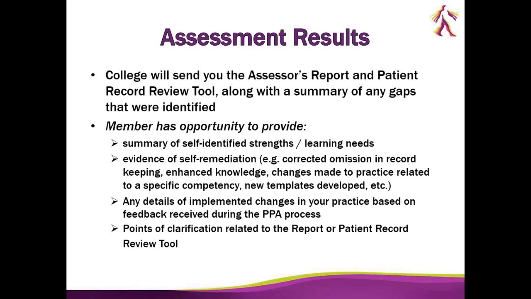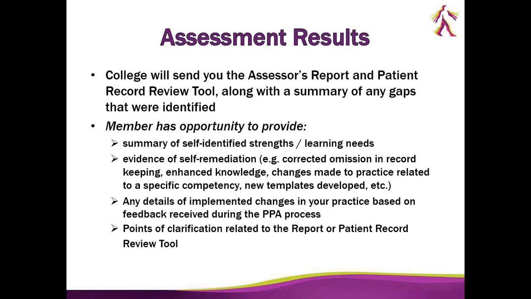So you may wish to include a summary of your self-identified strengths or learning needs, evidence of self-remediation, so any changes you've made to your practice since the peer and practice assessment, or new templates that you developed and incorporated into your practice, details of changes in your practice based on feedback, and points of clarification related to the assessment. And then this information goes to the Quality Assurance Committee.